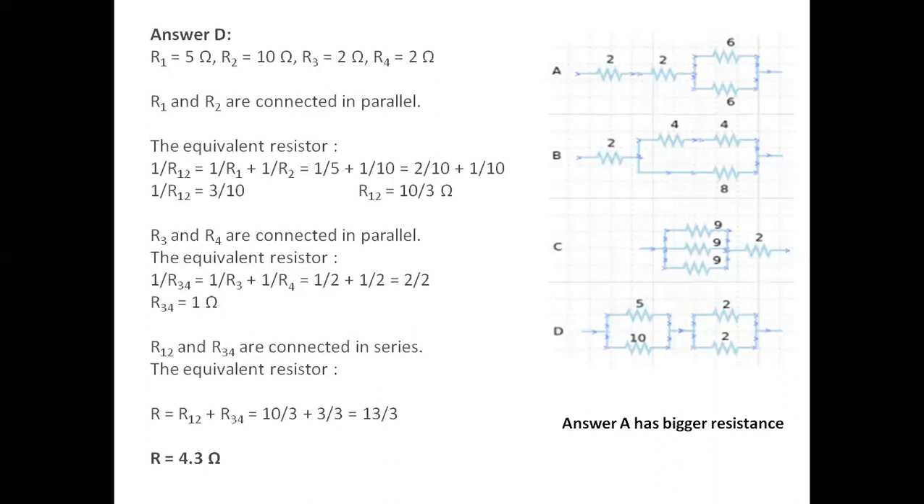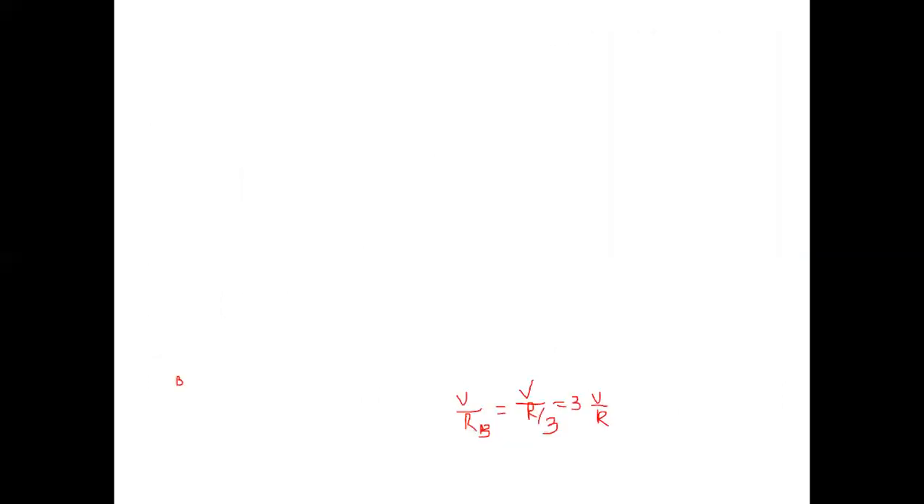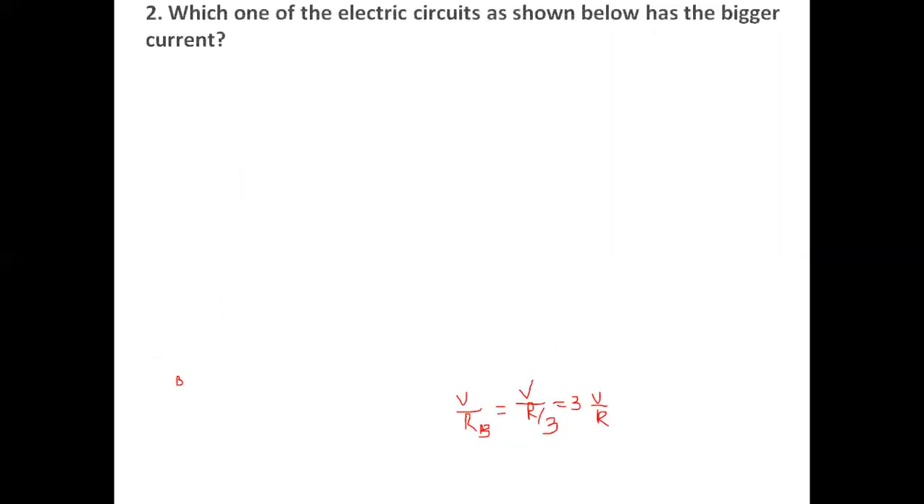Okay, now we have seen this is only resistance. In the next problem, we'll take a similar type of problem, but the objective is different here. So which one of the electric circuits as shown below has bigger current? In the previous problem we took bigger resistance. Now we need to find the current among all four circuits.